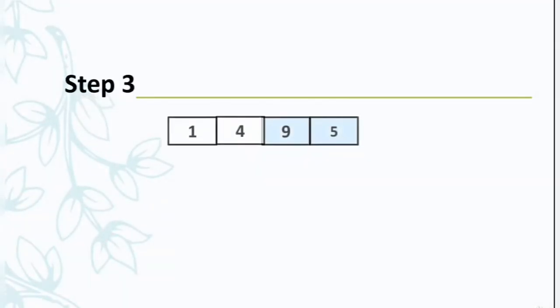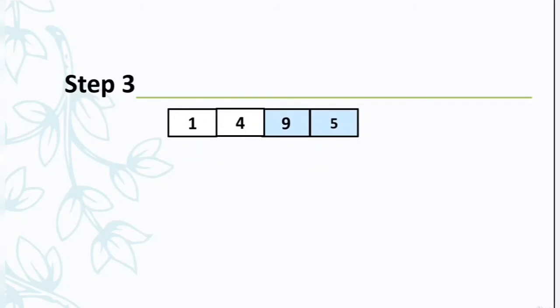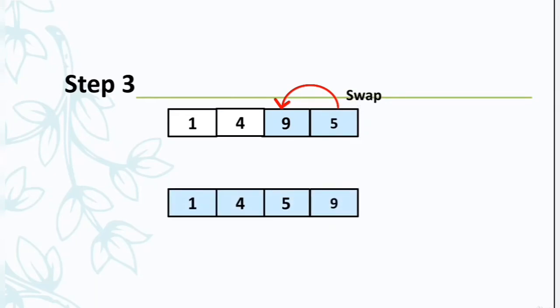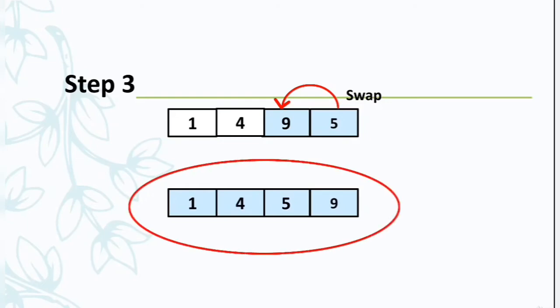And in step 3 we are going to compare the elements present at the second and third index positions. As 5 is smaller than 9, we need to swap the elements. After swapping the elements, we get the array as 1, 4, 5, 9. And now we can call this array a sorted array. So this is basically how selection sort works.